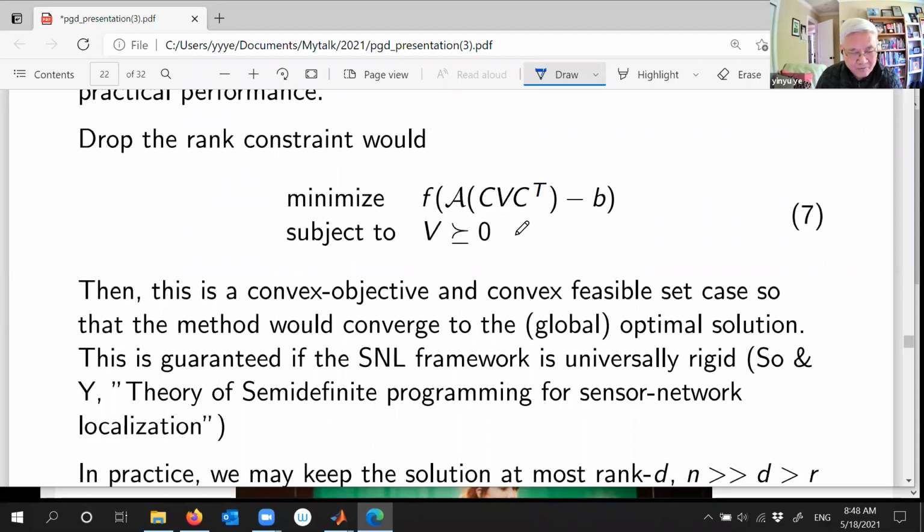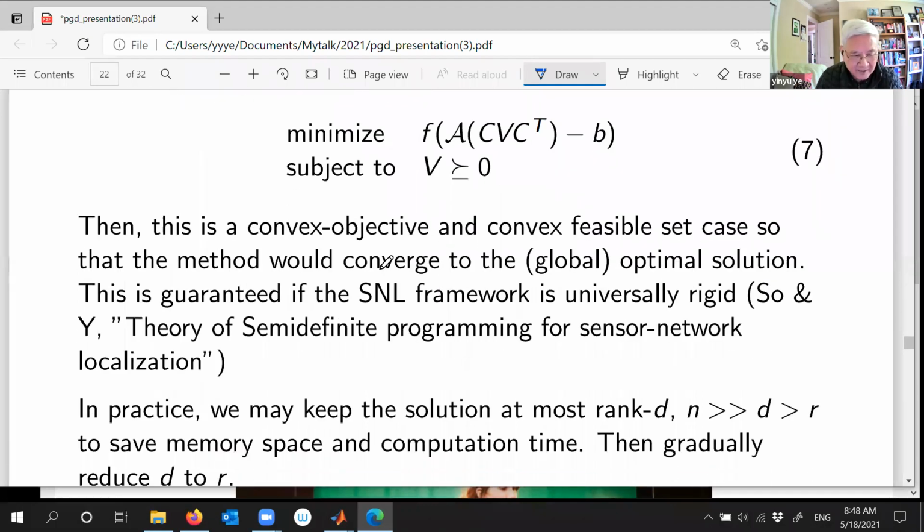So this is our problem without rank constraints, because for a lot of these sensor network localization problems, if you don't add the rank constraint, the optimal solution is already the desired rank. So this is related to the global rigidity I just talked about. Some related work also did something related to a universal rigidity concept.